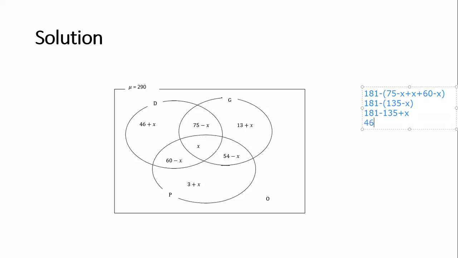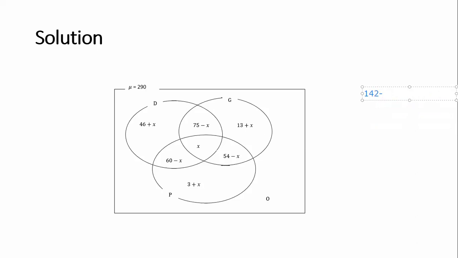46 plus x. And that's why we have that portion as 46 plus x. So the same way, we can get the people that read the Guardian alone. Now we are informed that the number of people that read the Guardian altogether is 142. So how do we get those people that read the Guardian alone?